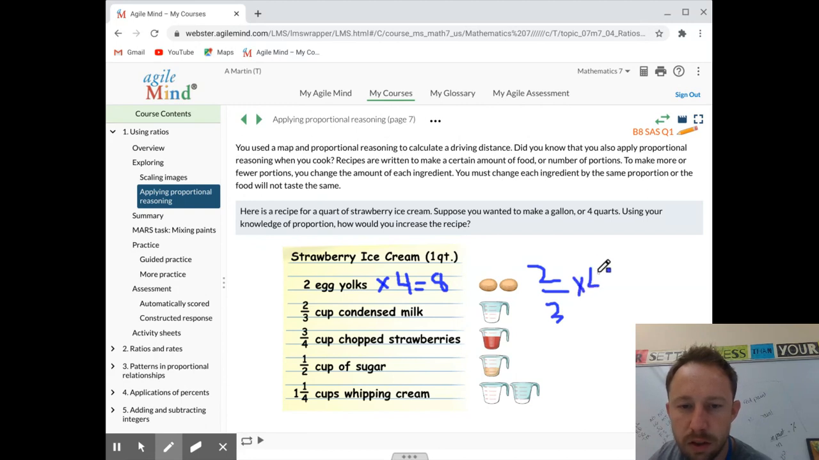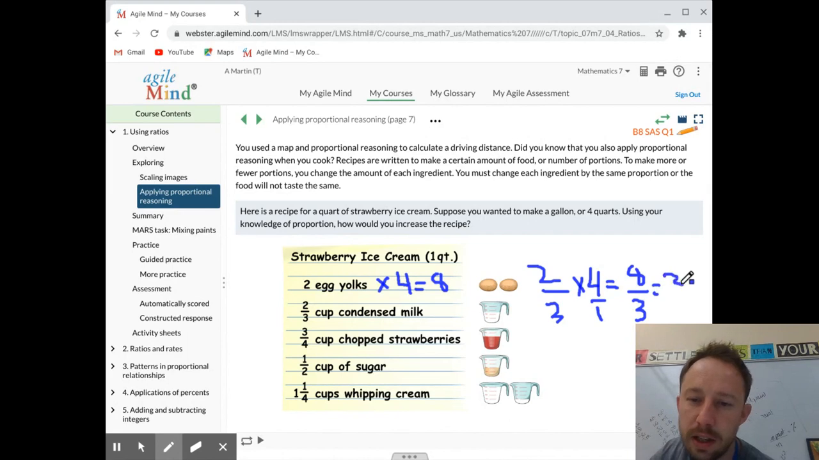So what is 4 times 2? 8. And then we need to divide that by our denominator, which is? That's okay. What's 1 times 3? 3. Yeah. 3. All right. So all we got to do is see how many times 3 goes into 8. How many times does 3 go into 8? 2 times. You go with 2 times.